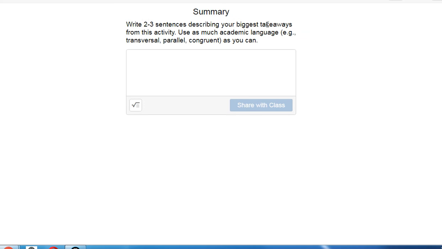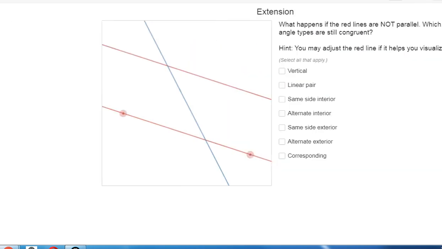Write two or three sentences to take the biggest takeaways. You can write something about transversals, parallel lines, congruent angles, that you can find the measure of angles by adding them up to 180. Vertical angles are equal, alternate exterior angles are equal, alternate interior angles are equal, same side interior add up to 180, same side exterior add up to 180, something along those lines.